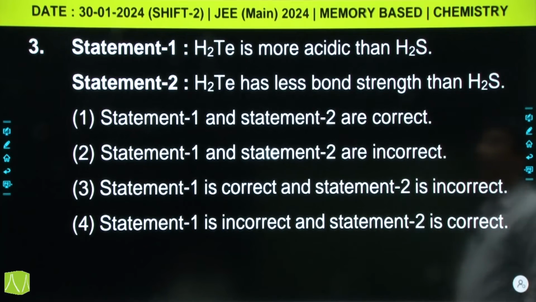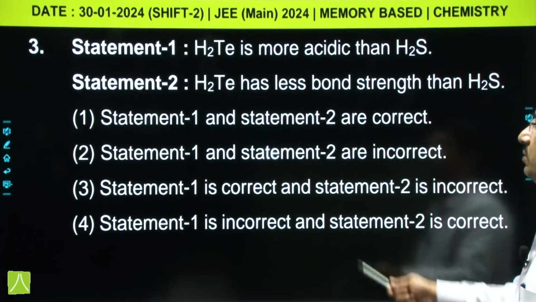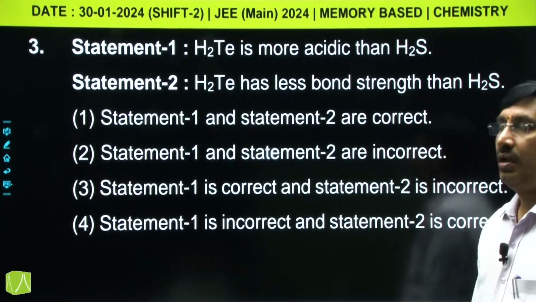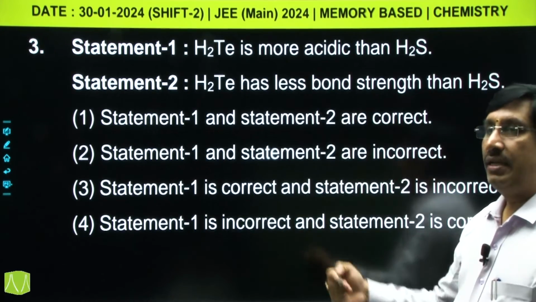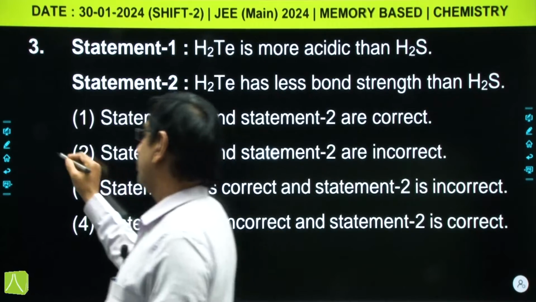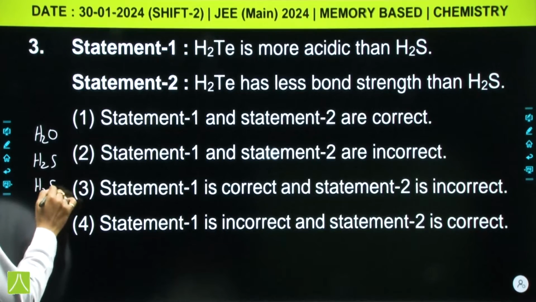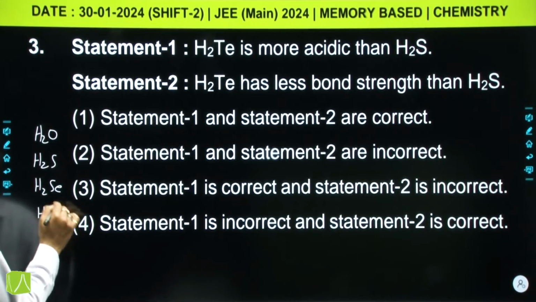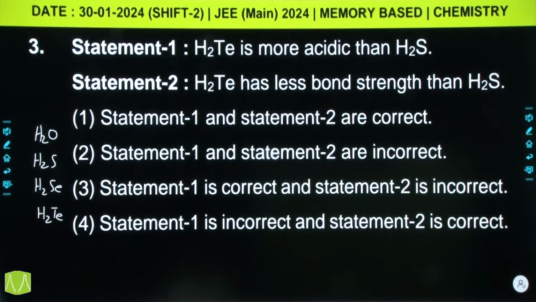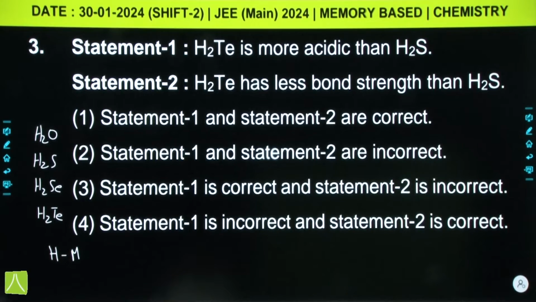Next, statement 1: hydrogen telluride is more acidic than hydrogen sulfide. Statement 2: hydrogen telluride has less bond strength than hydrogen sulfide. So, in the 16th group hydrides, that is from H2O, H2S, H2Se, hydrogen selenide, hydrogen telluride, from top to bottom, the H-M bond length increases and bond strength decreases.